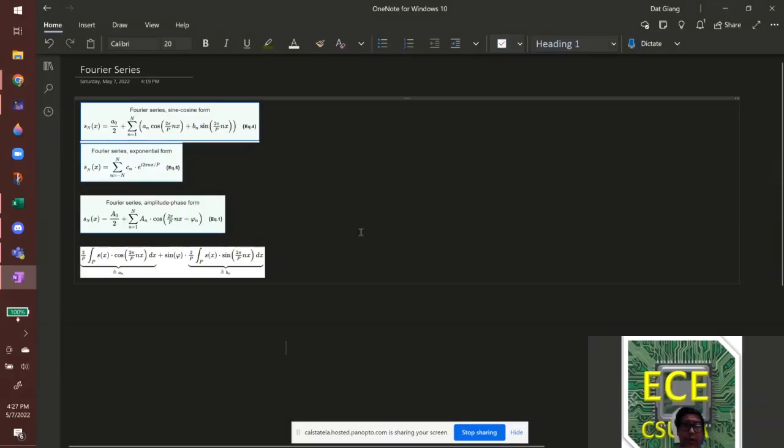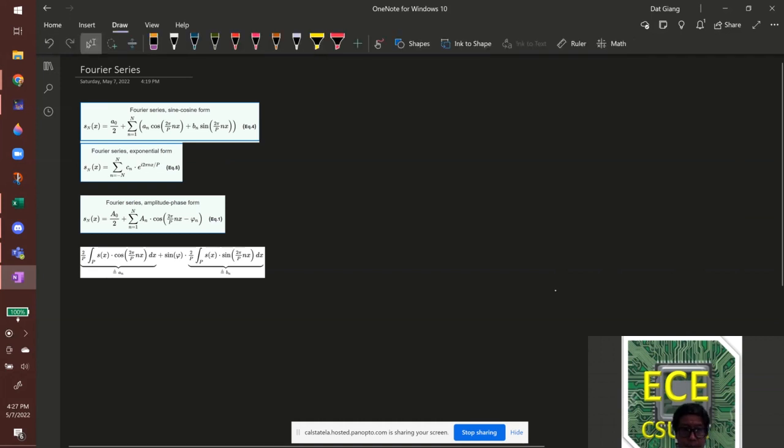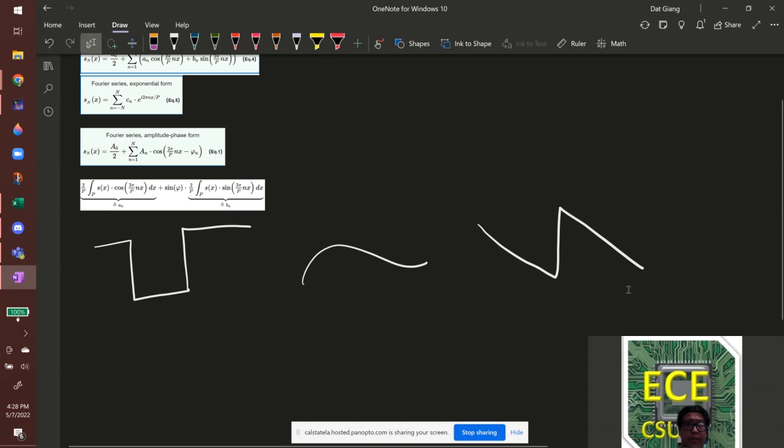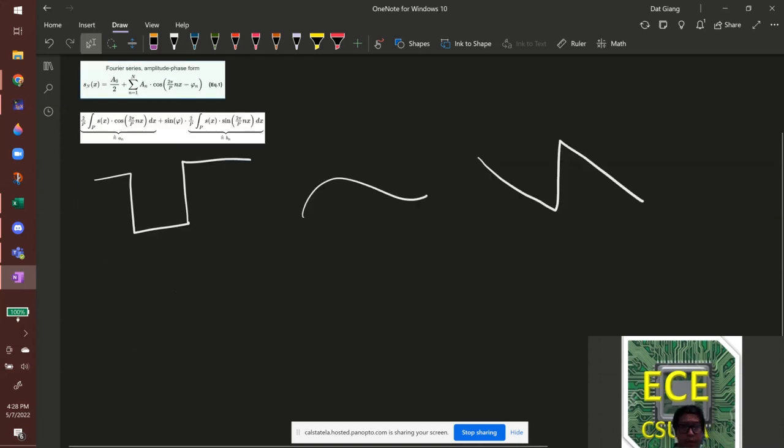Okay, so now we're going to be talking about Fourier series, which are a way to represent periodic functions as a sum of sine and cosine. So, according to Fourier series, whenever we have some kind of alternating signal, square waves, sinusoidals, triangular waves, or this is called a sawtooth, we can always represent them as a sum of sine and cosine according to Fourier series.